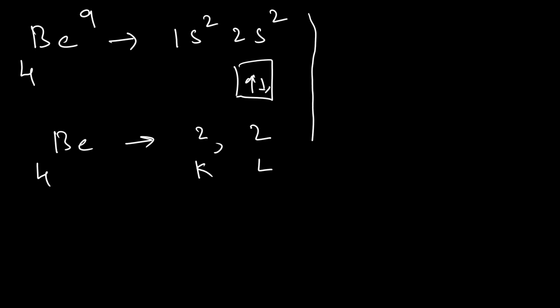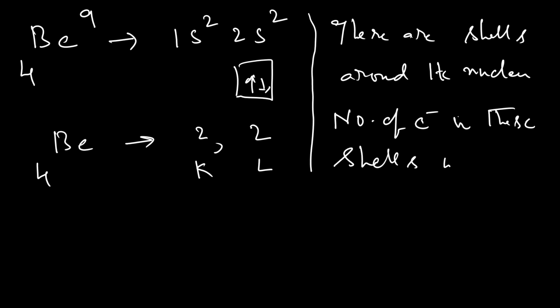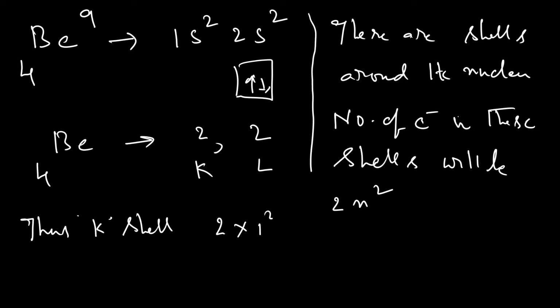In Structure of Atom, we studied that there are different electronic shells around the nucleus. The number of electrons in these shells will be 2n square, where n is the number of the shell. Thus K shell means n is 1, so 2 into 1 square equals 2 electrons. K shell can accommodate only 2 electrons.